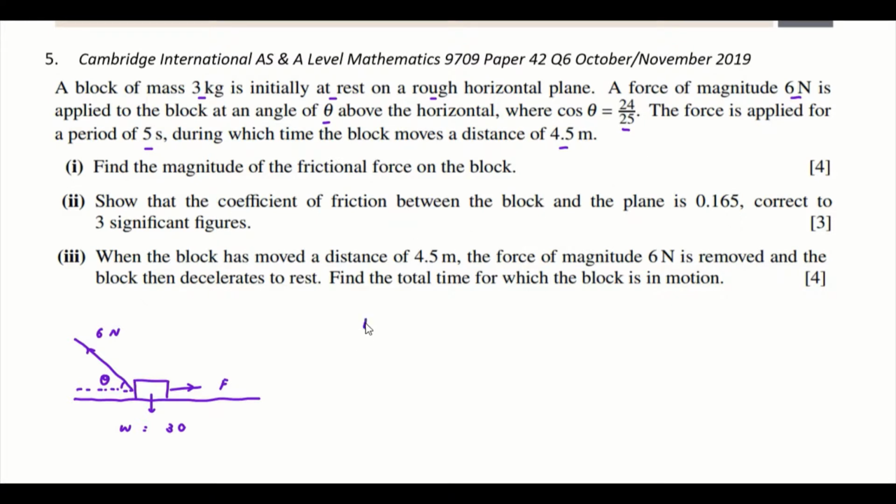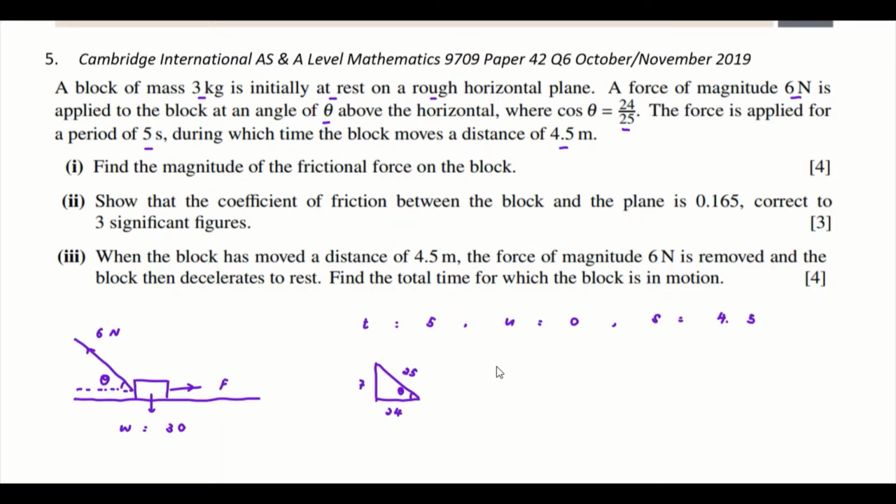Okay, so t equals 5. The initial velocity is 0, then the block moves a distance of 4.5. Alright, then let's try to solve for the cos theta as well. This is our triangle. It doesn't matter what shape of triangle you draw; if you draw it like this, you still get the same answer in the end. Don't worry about that. So 24, 25. By Pythagoras, you should get 7.